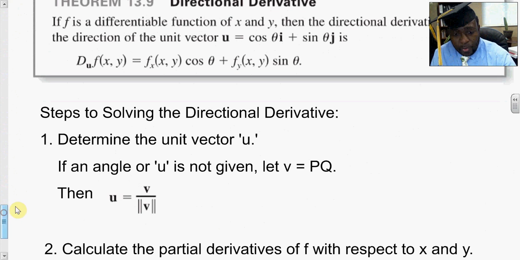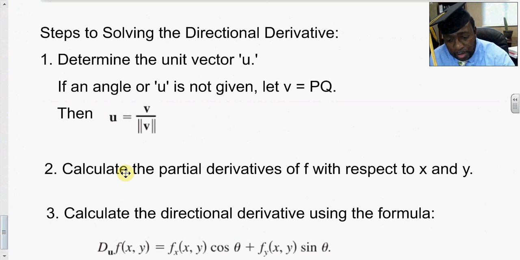So the steps to solve for the directional derivative: determine the unit vector u. Sometimes it's given. If it's given, that's easy. If not, if an angle or a u is not given, then let v equal the line segment PQ. That is, you take the terminal point q minus the initial point p to find the line segment, and then from there we can calculate a unit vector based on PQ as being v divided by its norm. Any unit vector has to have measure or magnitude equal to 1.